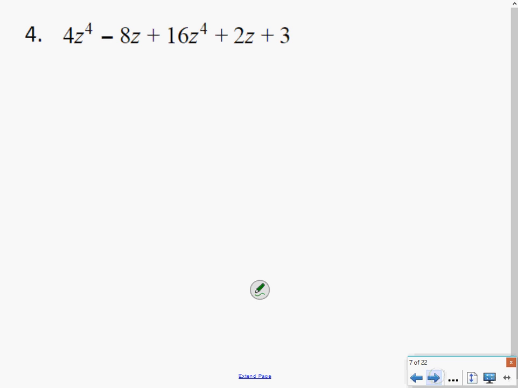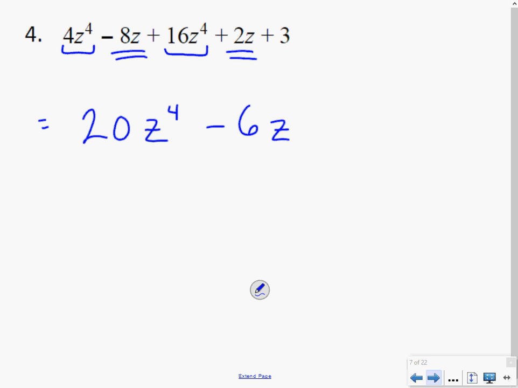For number 4, we have some more terms this time. Okay, we start off with 5 terms. I have some z to the 4th powers that can combine. Okay, they're being added together, so we would get 20 z to the 4th power. I have some z's that can combine. This is a negative 8 plus 2z, so that would give us negative 6z. And then I have this plus 3 that's left at the end.